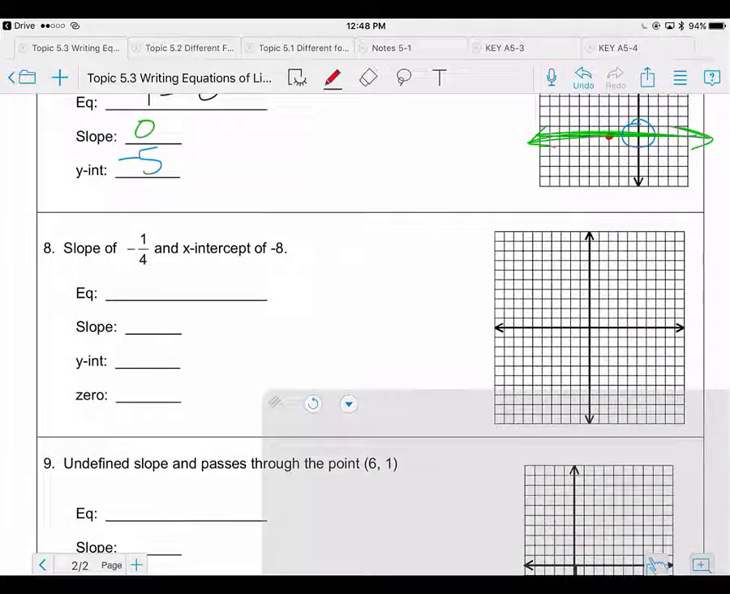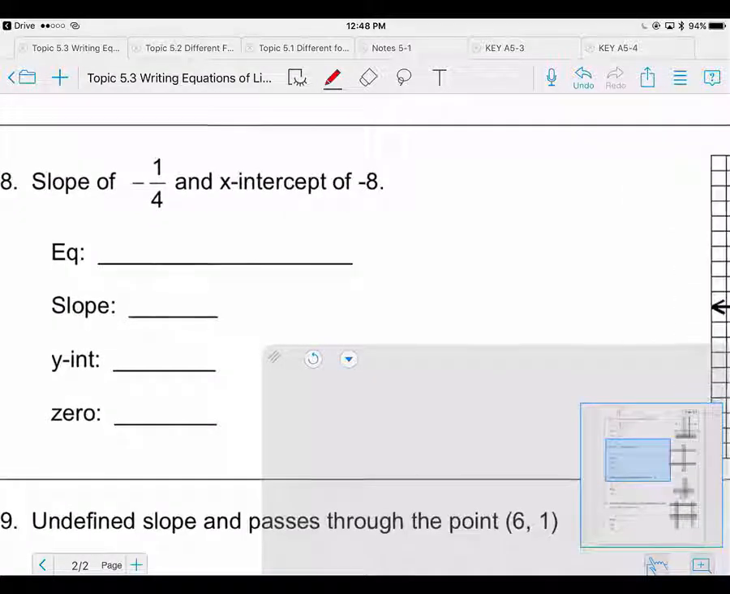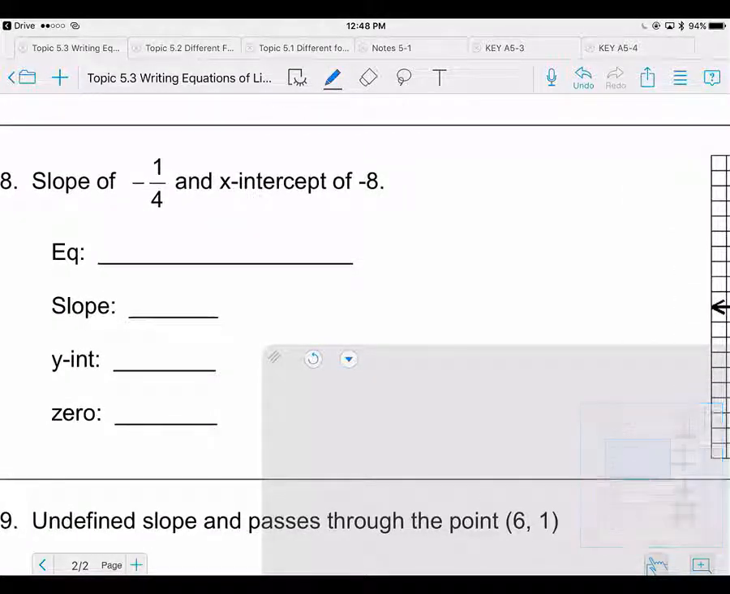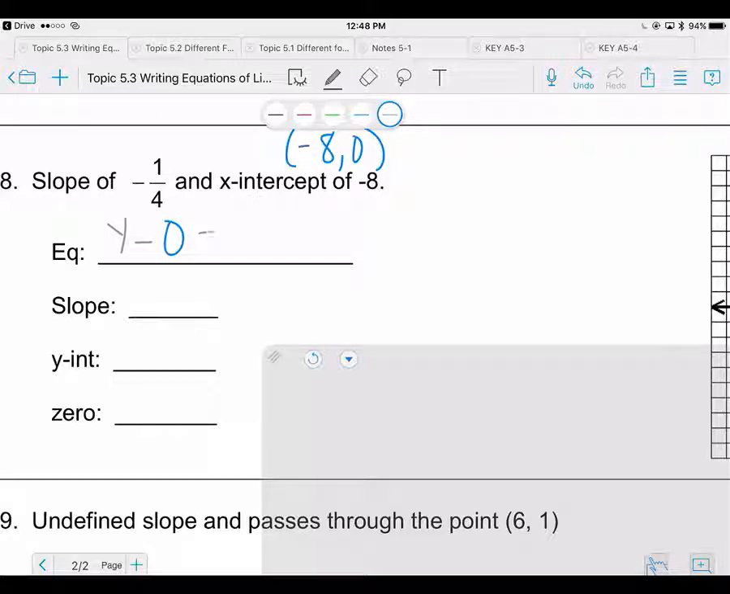So for problem 8, we have a slope of -1/4 and an x-intercept of -8. X-intercept means this point. So let's go ahead and plug into our point-slope equation. y minus 0 equals my slope, which is -1/4, times x, opposite sign of my x point.